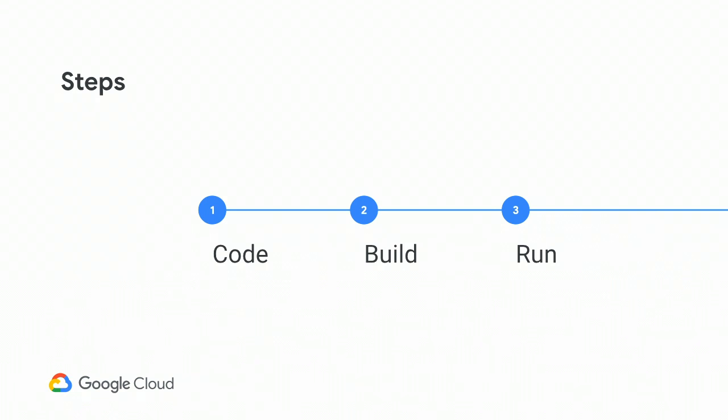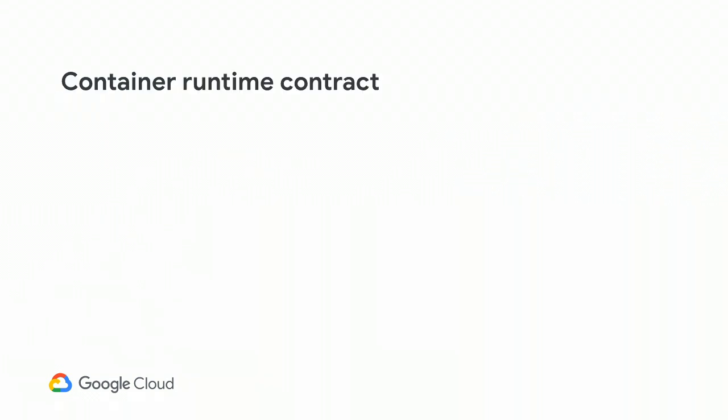The first thing is to actually code your service. On Cloud Run, we have a few requirements for you. Not a lot, but very important ones. So we call that the container runtime contract. Any container that meets those requirements will be able to be deployed and auto-scaled on Cloud Run.